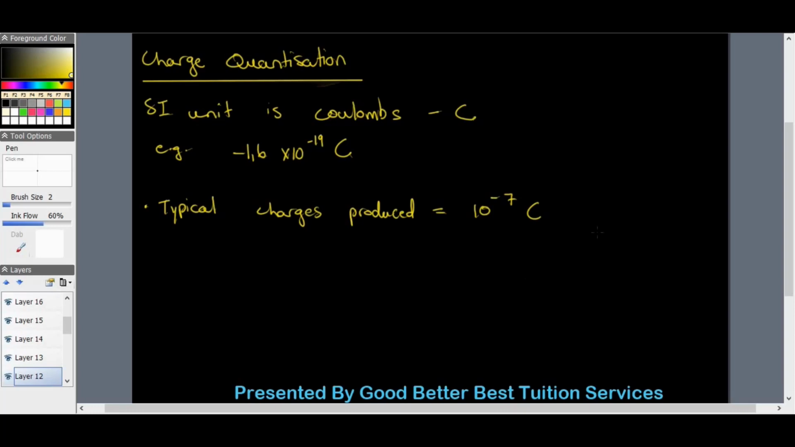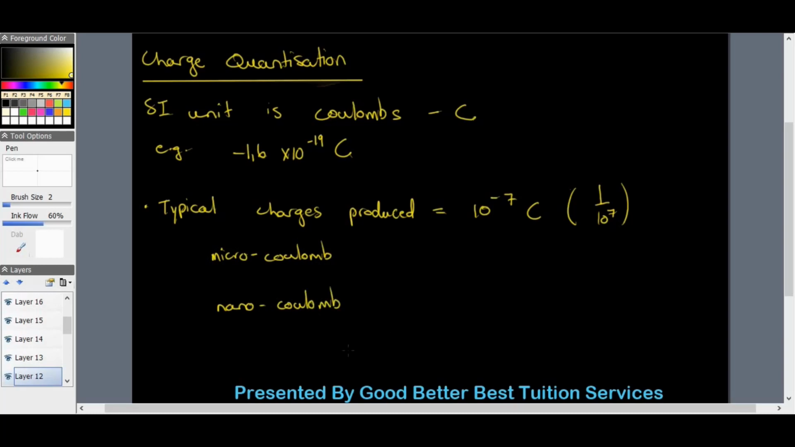If you have 10 to the -7, that's also about the same thing as 1 over 10 to the 7, so it's quite a small number. If you have 1 coulomb of charge, that's a lot of charge. For this reason, we often make use of something called the microcoulomb, and we also make use of something called the nanocoulomb.